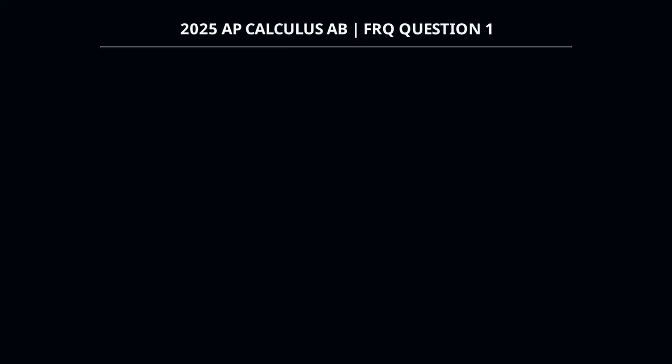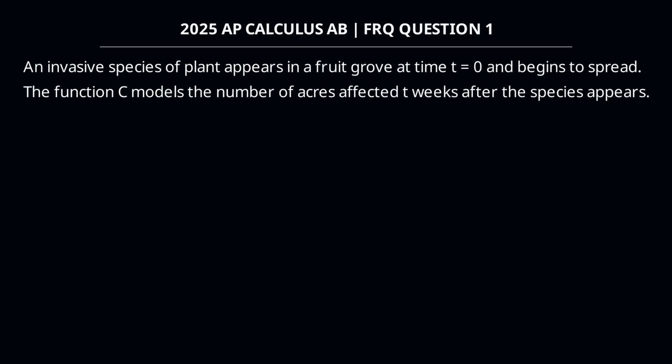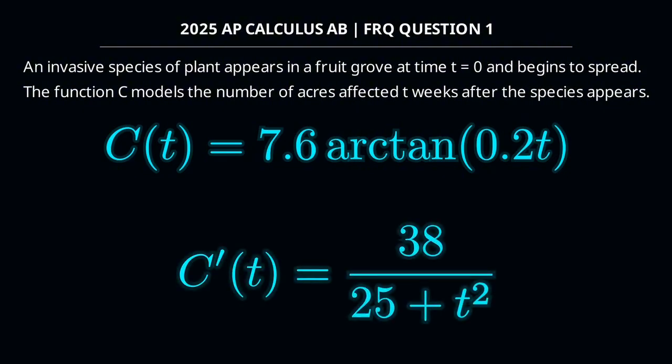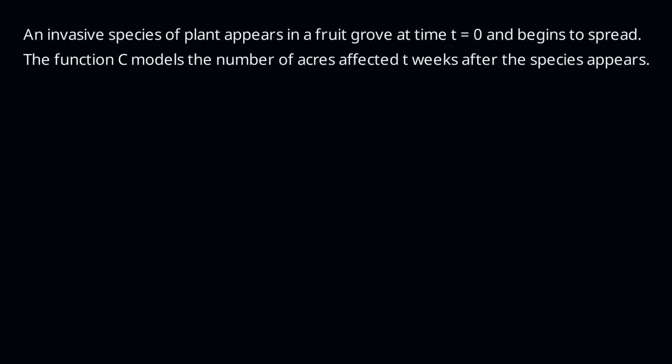Today, we are diving into the 2025 AP Calculus AB first math question, starting with question 1. We are given a function c of t that models the number of acres affected by a certain condition over time t in weeks. They've even been kind enough to provide the derivative c prime of t, which represents the rate of change. Part A.